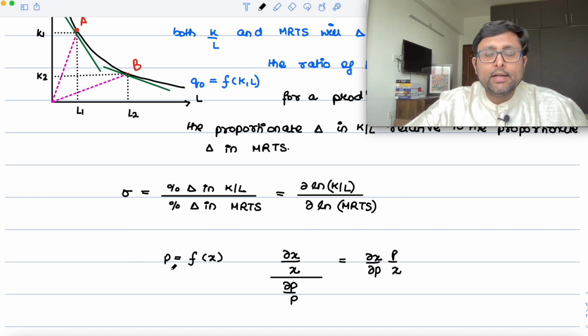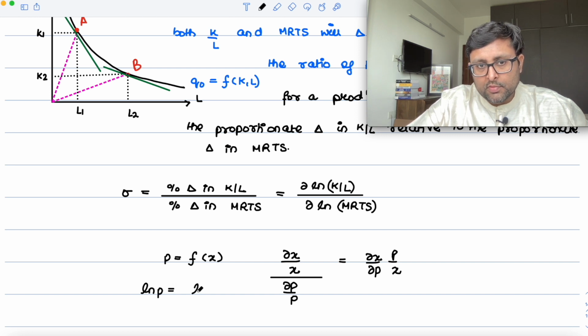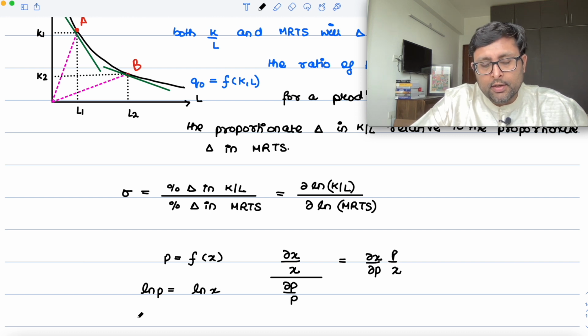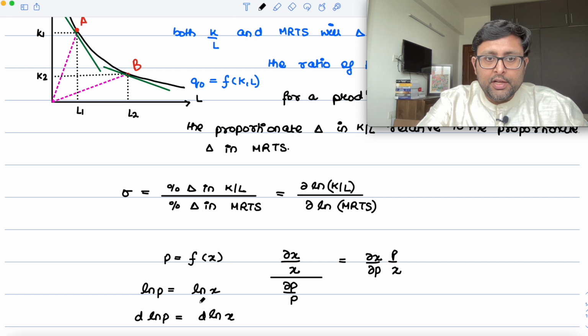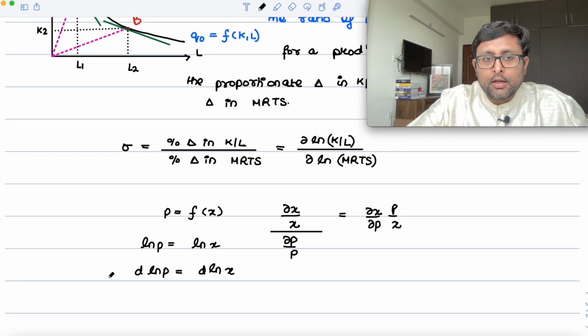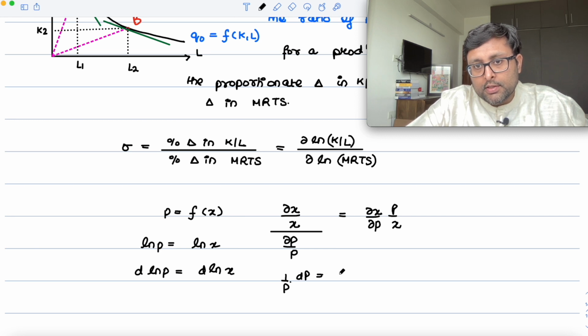But I can also write this in terms of log. How? I can write this as log of p is equal to log of f of x, or let me just write x, let's say, right? So if I take the total derivatives, d log p is equal to d log x, right? So what is d log p? That is 1 upon p, the derivative of log p, dp, is equal to 1 upon x, the derivative of log x, into dx.